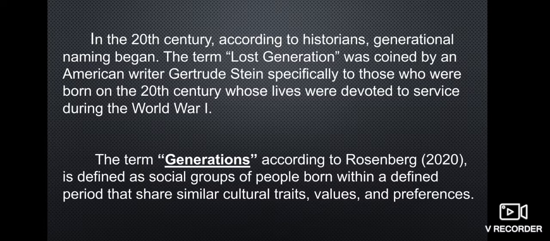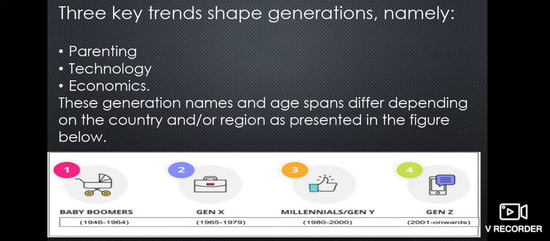The term generations, according to Rosenberg, is defined as social groups of people born within a defined period that share similar cultural traits, values, and preferences. Three key trends shape generations, namely parenting, technology, and economics. These generations' names and age spans differ depending on the country and or region, as presented in the figure below. First is the baby boomers from 1946 to 1964. Second, Gen X from 1965 to 1979. Millennials or Gen Y from 1980 to 2000, and Gen Z from 2001 onwards.